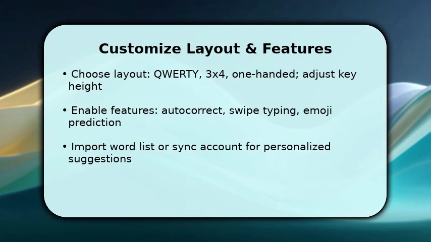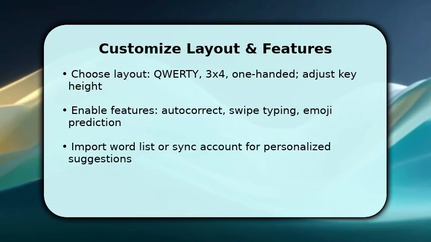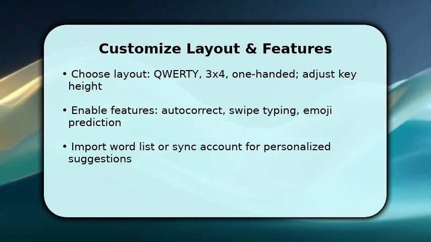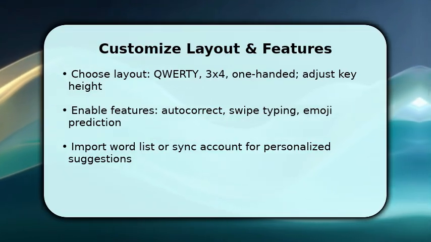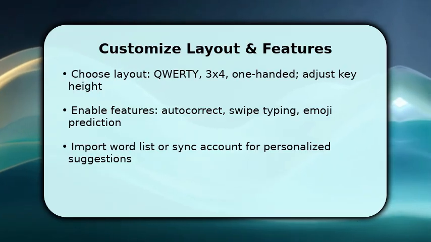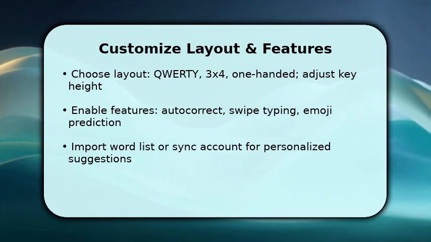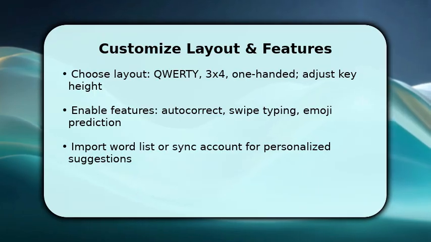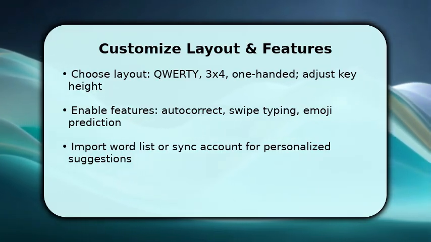You now configure Kika's core behavior so it matches how you type. Open the app, pick your preferred layout like QWERTY or one-handed, and tweak key height to reduce mistypes. Next, enable autocorrect, swipe typing, and emoji prediction. These speed you up and reduce errors.